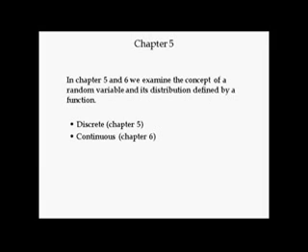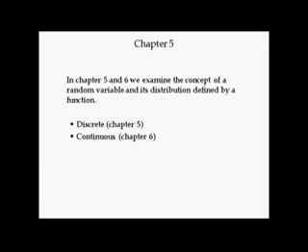In chapters 5 and 6, we examine the concept of a random variable and its distribution defined by a function. The function is either called a probability distribution function, PDF, for chapter 5, which looks at discrete random variables, or it's called a probability density function for chapter 6, where the random variable is continuous.